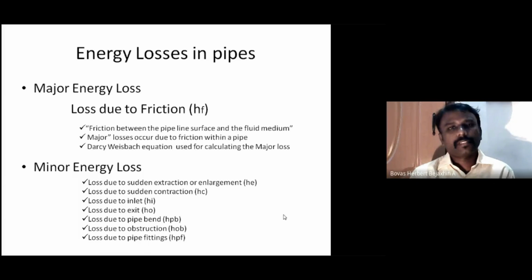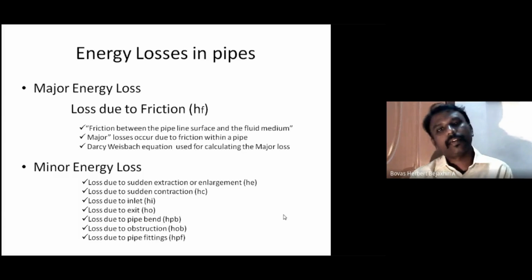In minor loss, there is loss due to the various changes in section, attachments, the pipe fittings, due to sudden expansion, contraction, due to pipe bend, inlet and exit, and some changes in pipe structure that will affect the flow. That is called minor energy loss.